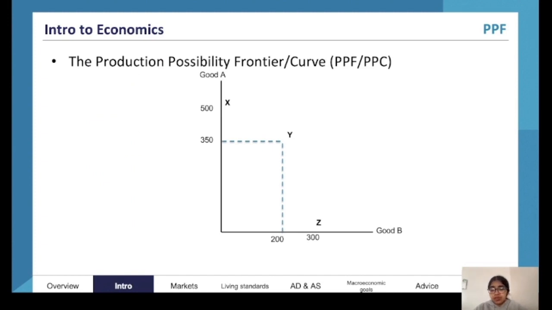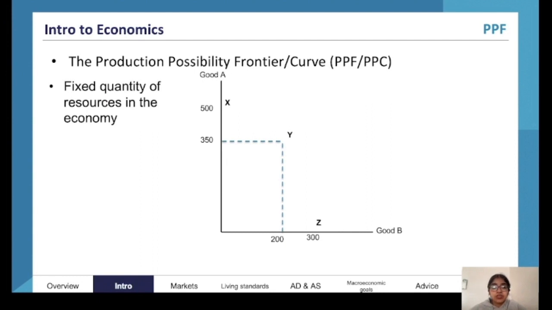Okay, so now let's move on to PPF or PPC. So PPF or PPC, that's a production possibility frontier or curve. You can call it whatever you want. It's referred to either way. But the purpose of this is just to give you an idea of a nation's productive capacity.